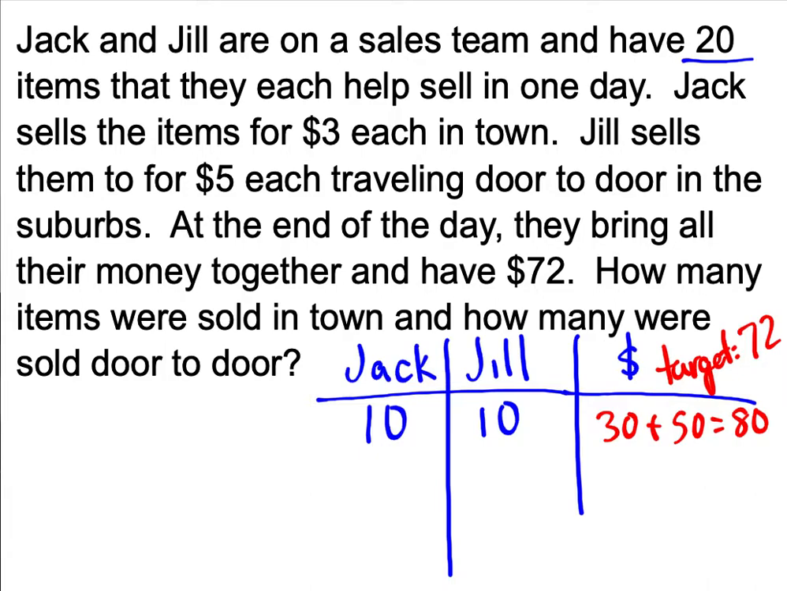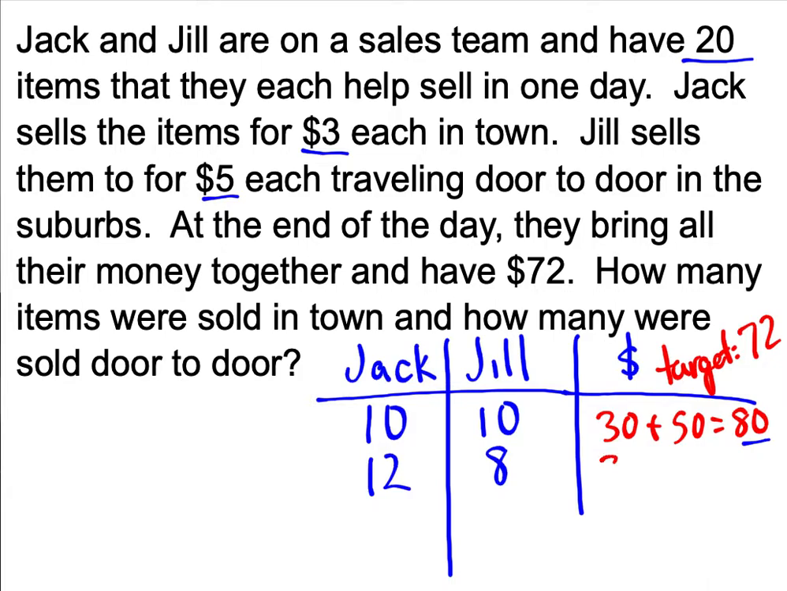My first guess of 10 and 10 wasn't bad. 80 is pretty close to 72. What I do need to do is think, what do I do for my next guess? I need to make less money than 80. If you're going less than 80, you need to make less money. I need to make more $3 items and fewer $5 items. So let's just try 12 and 8 and see what happens.